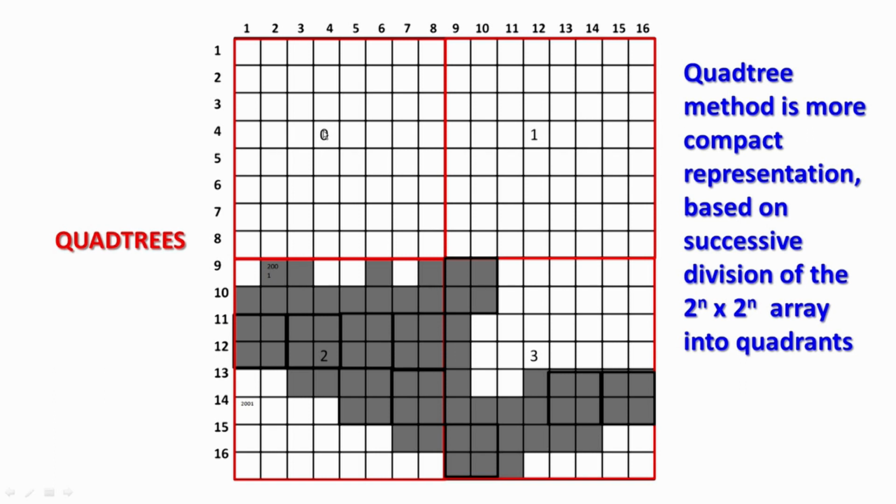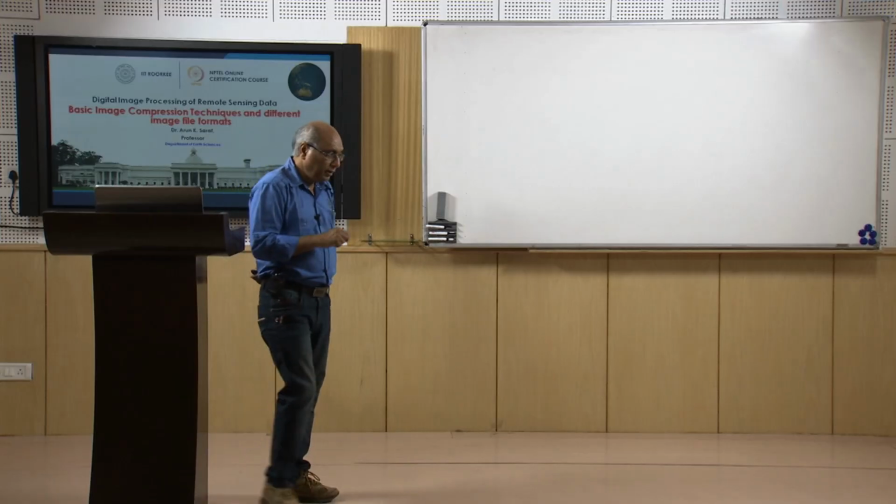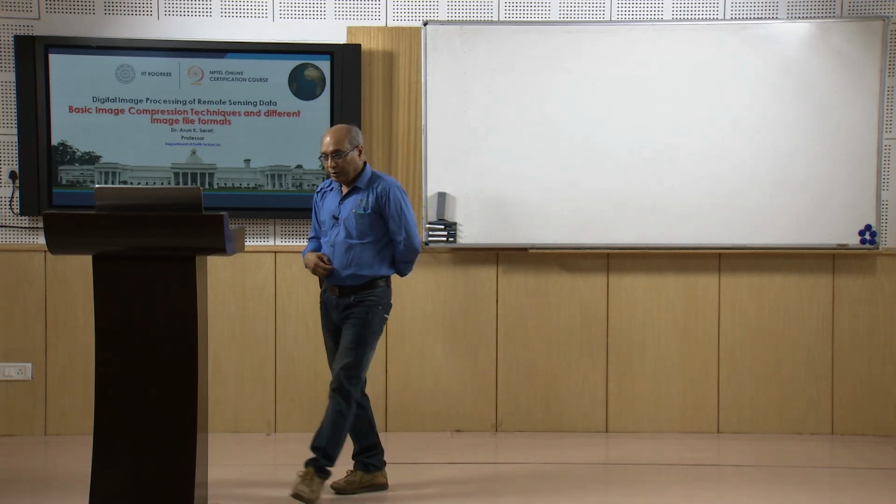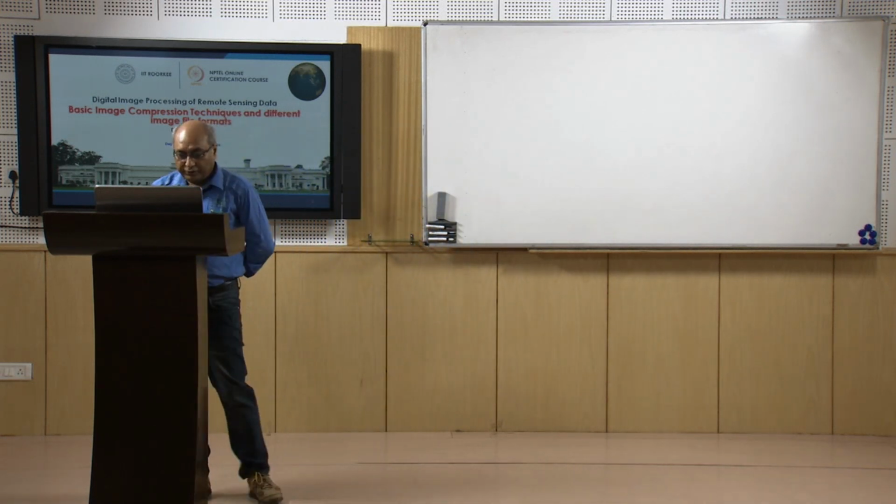For the northwest quadrant, 0 is assigned. For the northeast quadrant, 1 is assigned. For the southwest quadrant, 2 is assigned, and for the southeast quadrant, 3 is assigned. This coding for different quadrants will continue till you reach the unit level. A unit level here is our pixel.